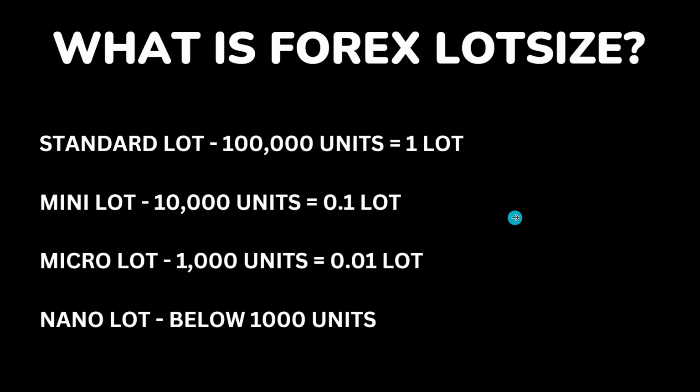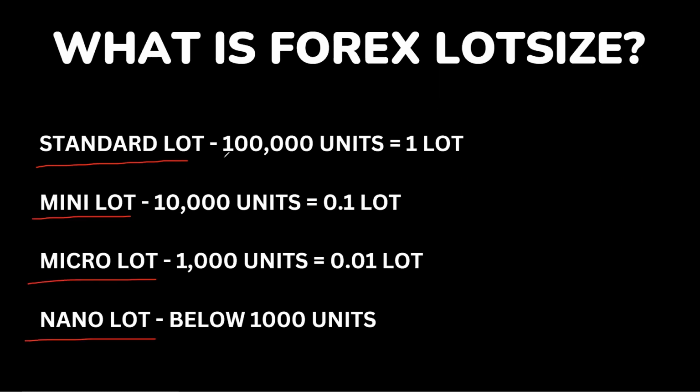Now, to understand lot size more clearly, right? Lot size is broken down into four, mainly three, but some brokers allow four. The first one is the standard lot. The second one is the mini lot, the micro lot, and then the nano lot, right? The standard lot is represented by one lot. The mini lot is represented by 0.1 lot. The micro lot is represented by 0.01 lot. And then the nano lot is anything below 1,000 units, right?